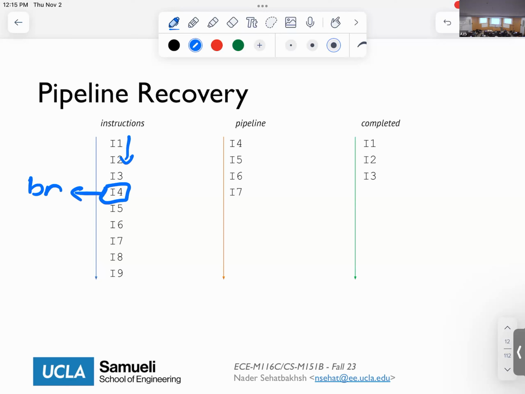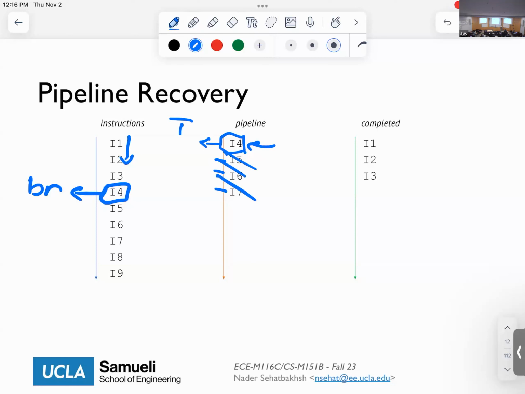These 3 instructions would be completed, and this I4 instruction, for example, gets to the mem stage. At this point, you have already fetched, decoded, and executed 3 other instructions, the next few instructions. But at this point, for example, you realize that your branch was taken. So you should flush these instructions, right? We talked about this extensively, and hopefully you've done your quiz and you know how this works.